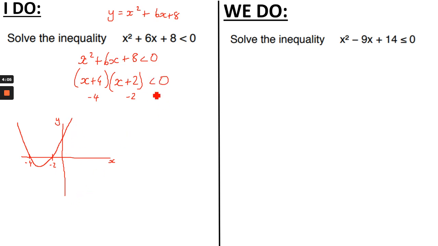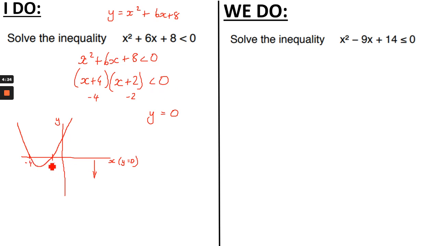Now I want values less than 0. Well, y equals 0 is the x-axis. So when I want the values of y to be less than 0, I want all of the bits below the x-axis. So the only part of the graph I want is this bit here. I only want this bit. The other bit, that's when y is above 0. It's above the x-axis. I'm not bothered about that. I want the bits less than 0.